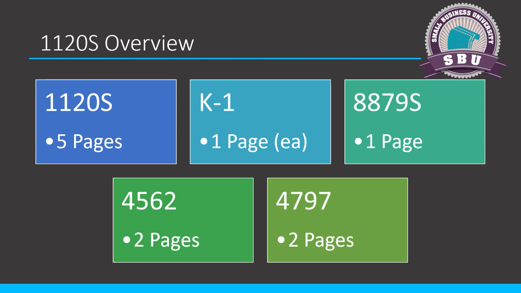The 4562 is the depreciation form. Sounds scary, but it is really very simple. And when I show it to you, you're going to see that it is not nearly as intimidating as it probably looks. We'll be going over that in a lot of detail. Then even more rare is the 4797.